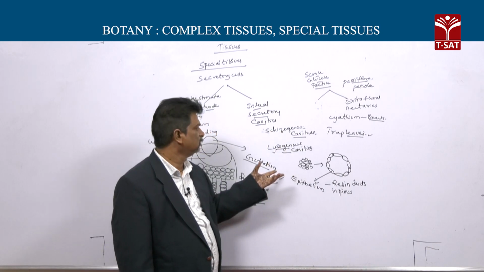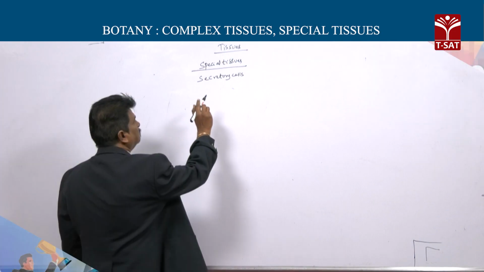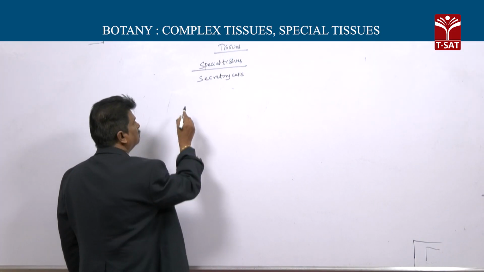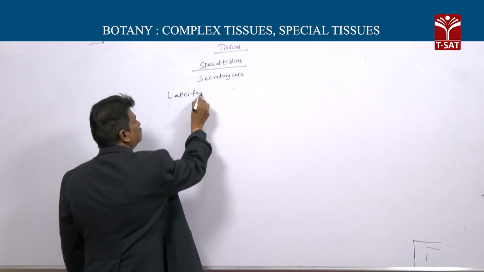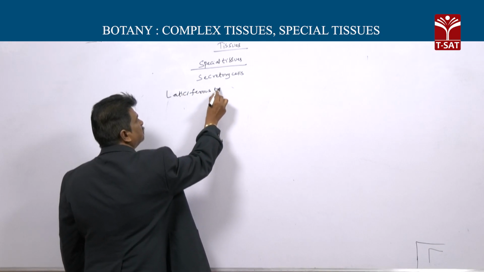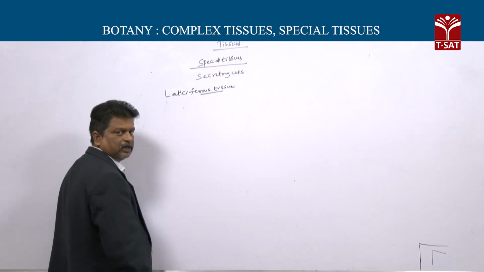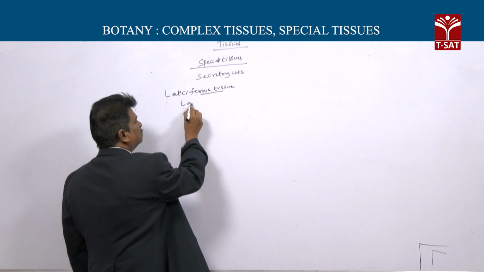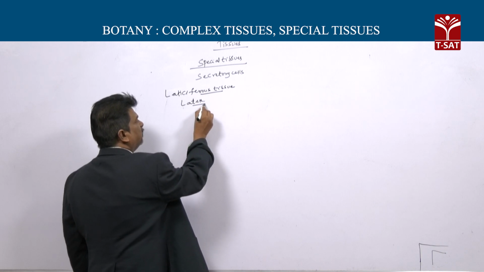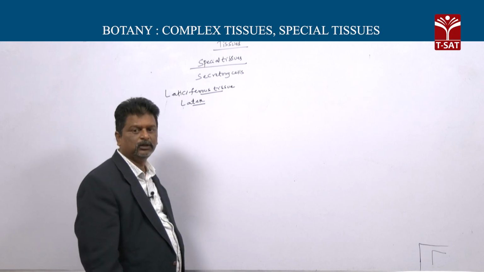So these are special tissues, important internal secretory cavity, that is latissiferous tissue. This latissiferous tissue secretes a milky white substance. It is called latex.